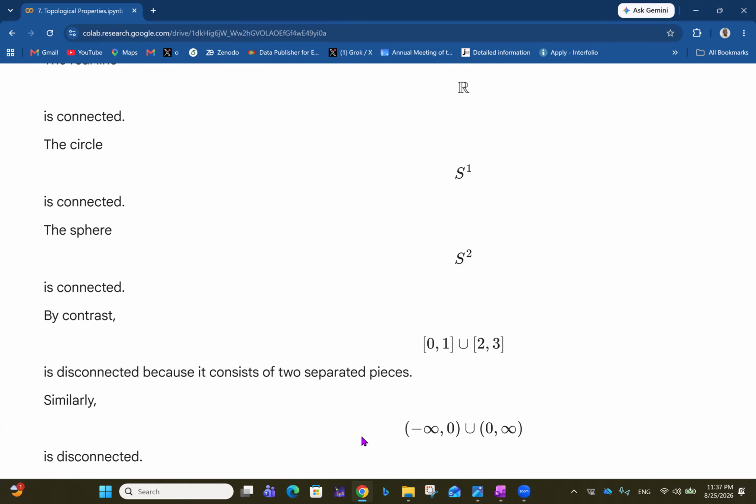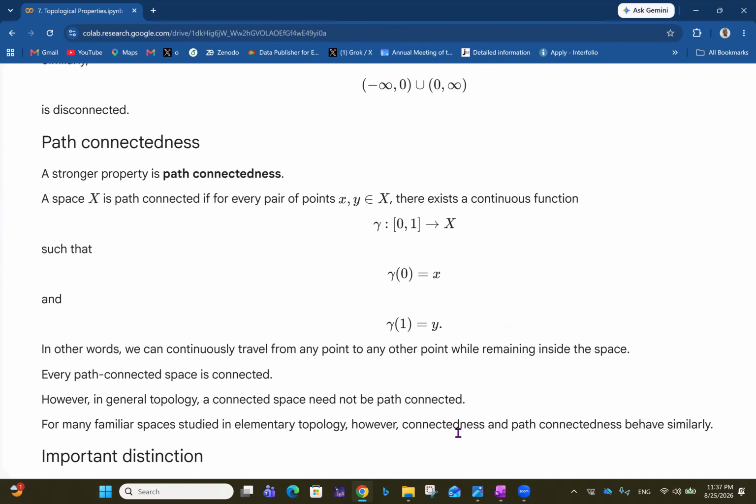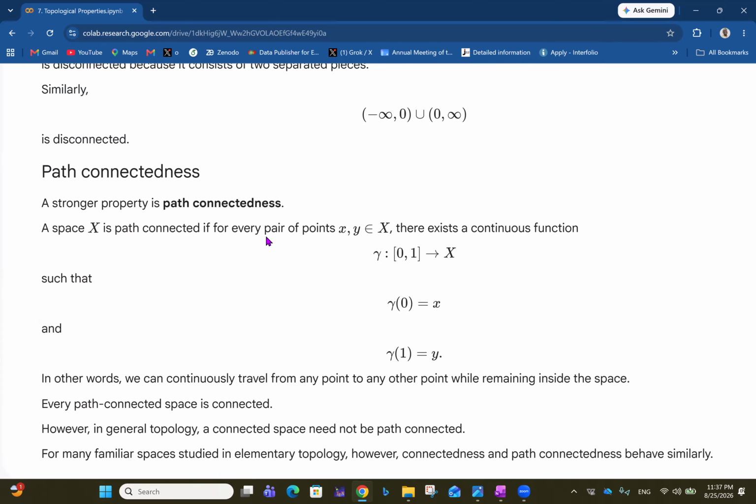Then similarly, if you have minus infinity to 0, union 0 to infinity, it's also disconnected like that, because 0 does not belong to both sets, right? So let's talk about path connectedness. A stronger property is path connectedness.